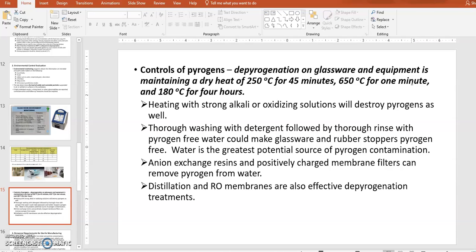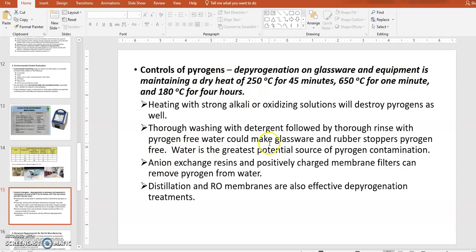So if you look at your maybe drug filling machine, there should be a depyrogenation tunnel where your vials are going through before they go into the filling machine space, right? So that tunnel generates a very high heat, like 650 degree heat. So when the vials travel through it, takes about 1 minute. So that's depyrogenation taking place. Okay, and 180 degree if you use a low temperature, although it's really hot for us, that's about 4-hour treatment. Okay, heating with strong alkali solution or oxidizing solution will destroy pyrogen as well. So depends how you do it, but if it's heat alone, these are the standard.